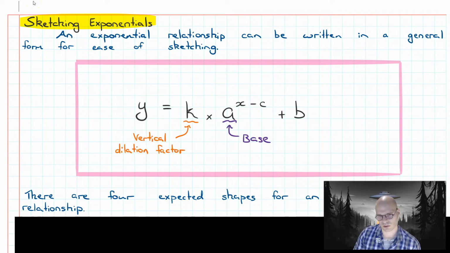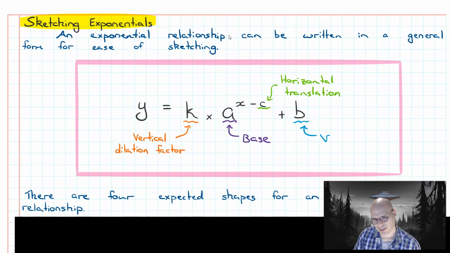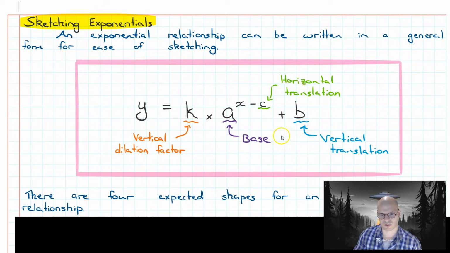Moving along, we have c over here. c refers to our horizontal translation. And finally, we have b here, b being our vertical translation. Now, I'm not going to go into detail as to what all of these actually do at this point in time. Rather, we're going to come back to this and learn by discovery.